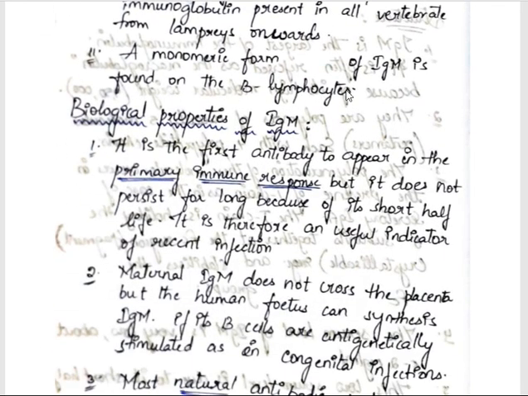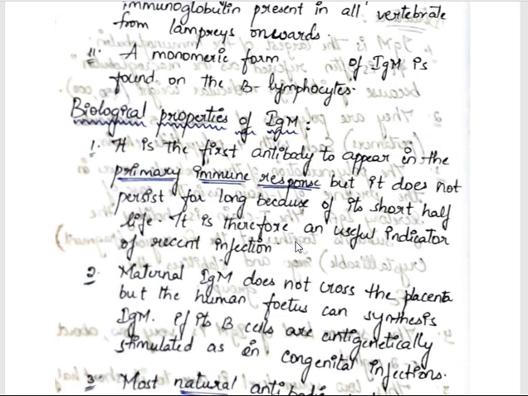Then coming to the biological properties of IgM, this is the first antibody to appear in the primary immune response. This is very important. So which immunoglobulin appears in the primary immune response? Obviously IgM. Okay, and it does not persist for long because of its short life, which I told you, less than 5 days. Therefore it is used as an indicator of recent infection. So if your blood serum is tested and IgM is found, that indicates you had a recent infection.